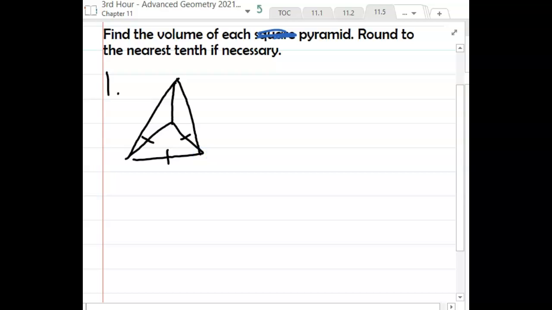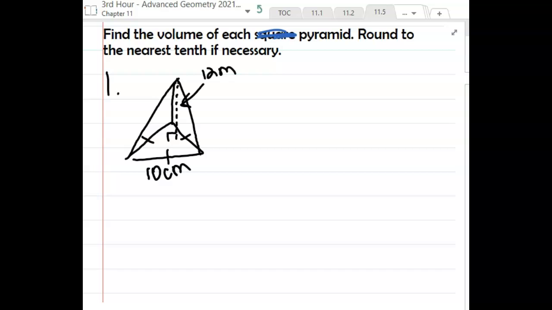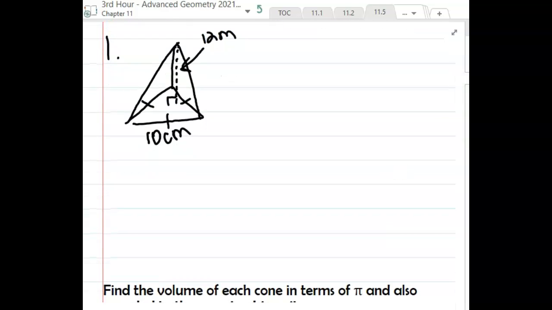Oh, it's kind of hard to draw a little bit. Okay, this side is going to be 10 centimeters. And then if I go from the top straight down, that is going to be 12 meters. So just like yesterday, we want to start by finding the area of the base.